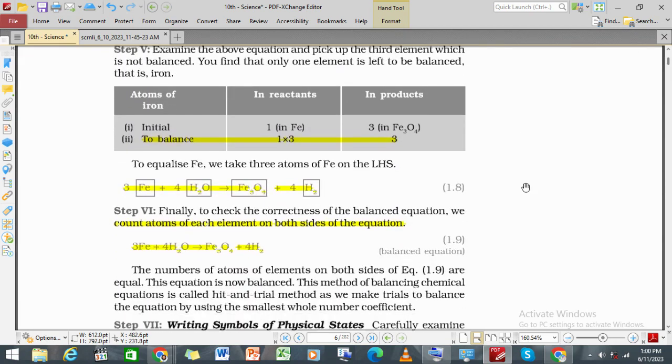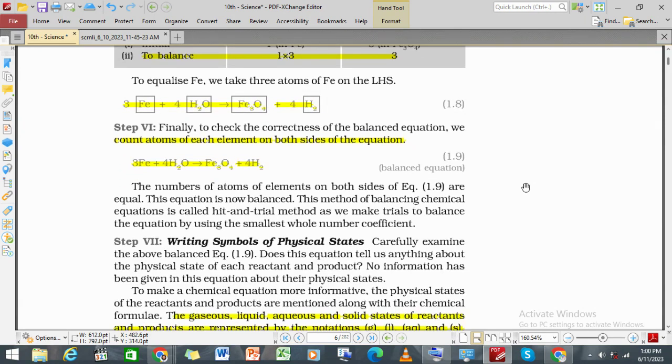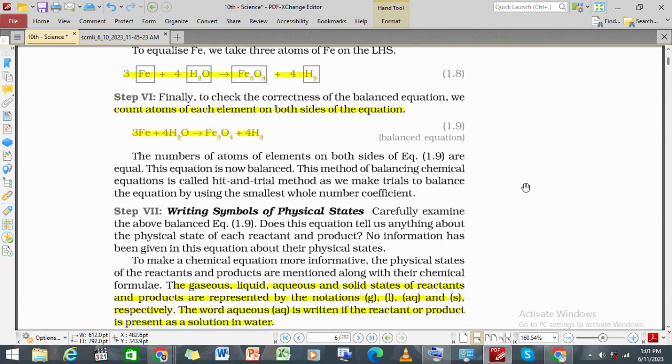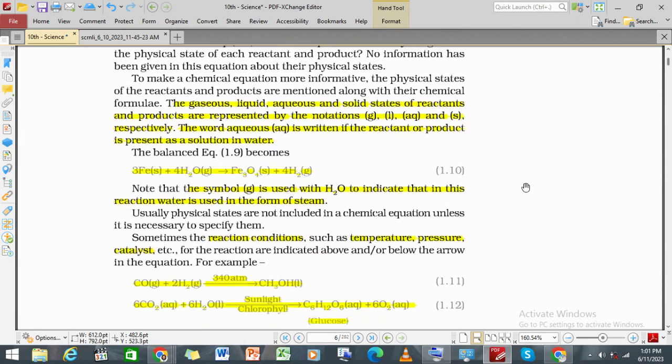Now, for the atoms of iron in the reactant and the product, the iron was less on the reactant side, so we multiplied it by 3 so that on both the left hand side and right hand side, the number of atoms of iron can be equal. Thereafter, count the atoms of each element on both sides of the equation. We will count it, and hence we will get an equal number of atoms on both sides, that is, on the reactant as well as the product side.